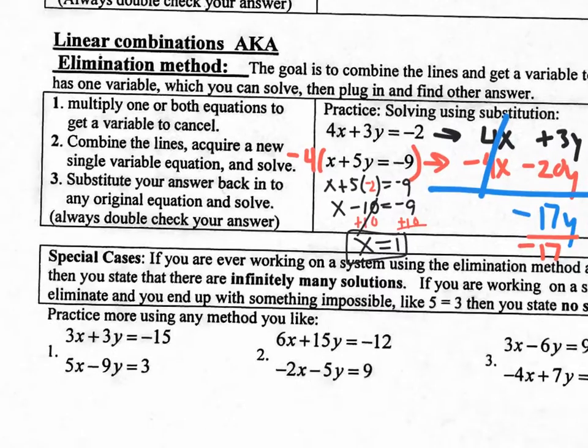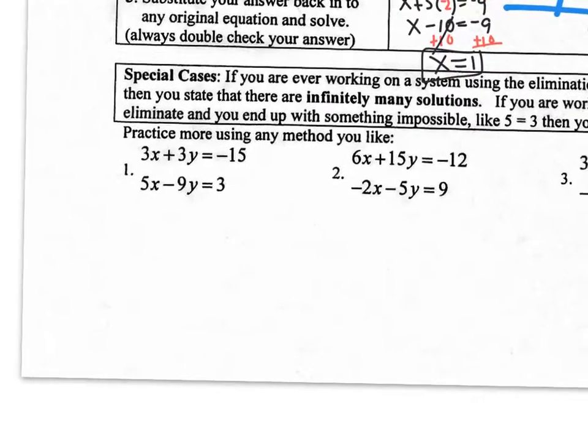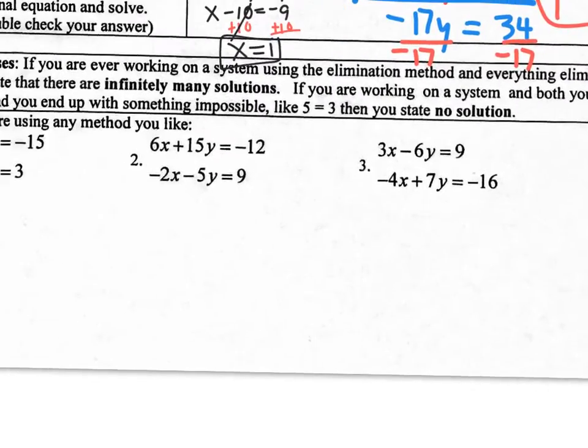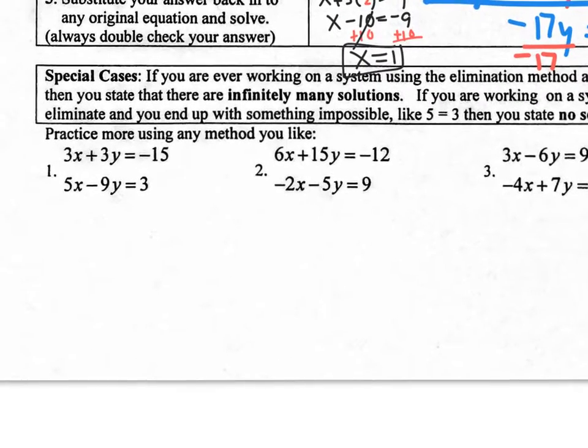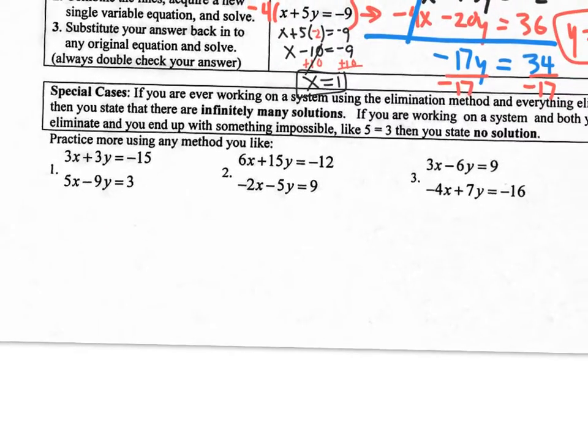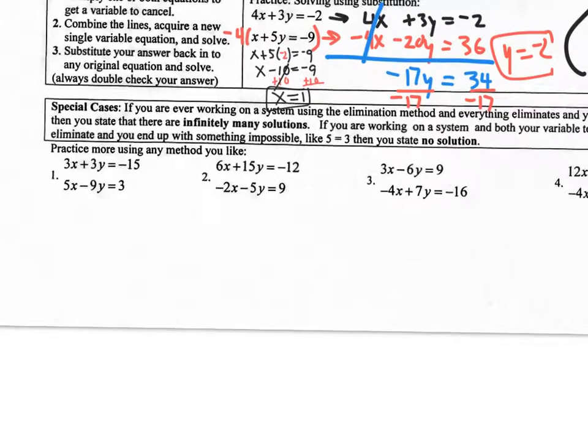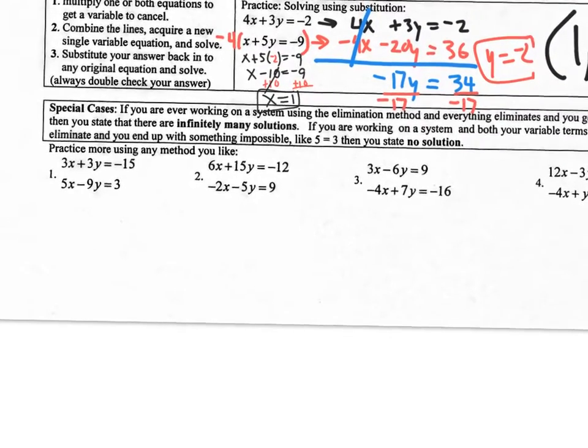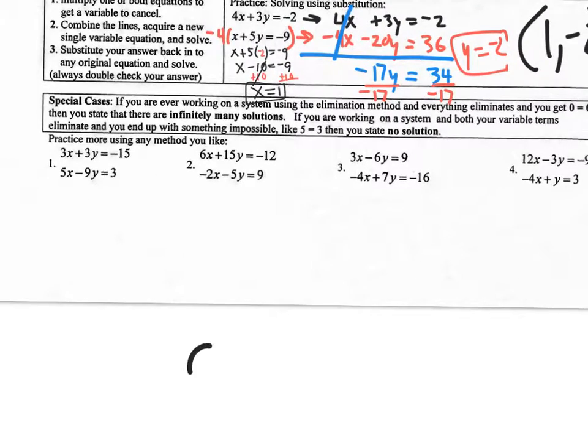So down here, we have more practice. I would like you guys to practice. But before we practice, let's read this note right here on special cases. Pretty much it says that if you're ever working on a system using the elimination method, or even substitution for that matter, and everything eliminates and you end up with something true, like 0 equals 0, then you would say infinitely many solutions.